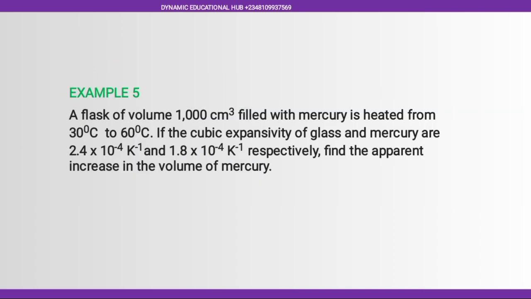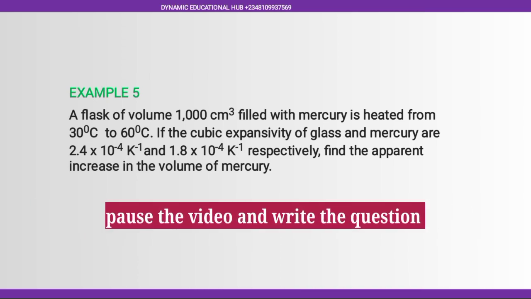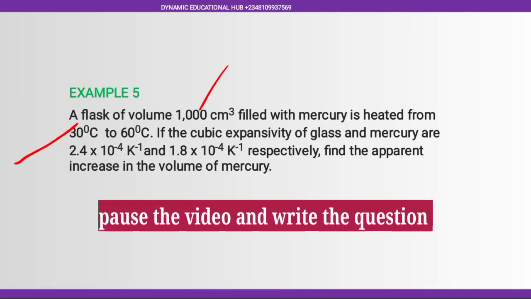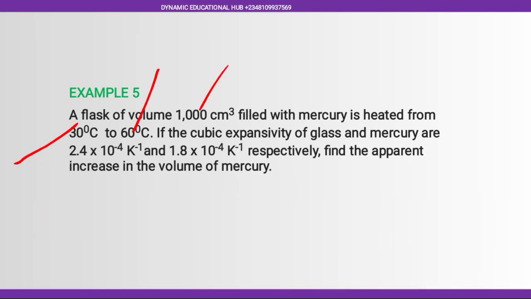Now another question is, a flask of volume 1000 cm cube filled with mercury is heated from 30 to 60 degrees Celsius. If the cubic expansivity of glass and mercury are, you have the cubic expansivity of the glass, you have the cubic expansivity of your mercury, respectively. Find the apparent increase in the volume. Now, this one is not asking for apparent coefficient of expansion. It's asking for apparent cubic. Sorry, find the apparent increase in the volume of liquid.